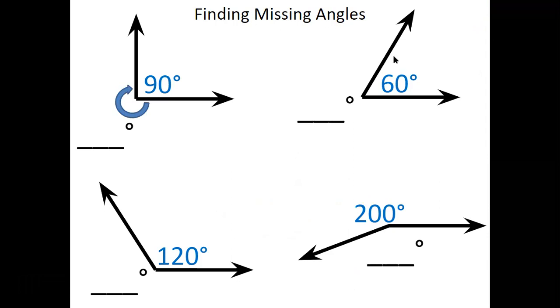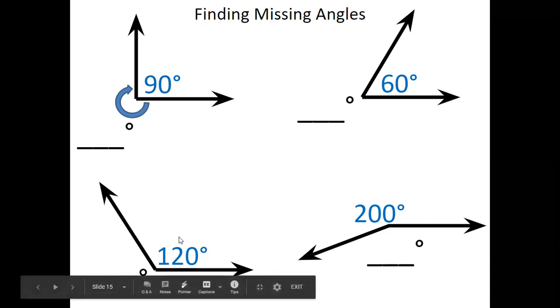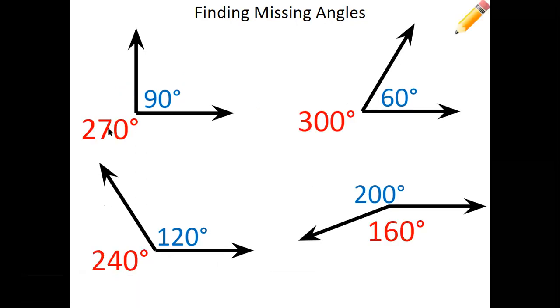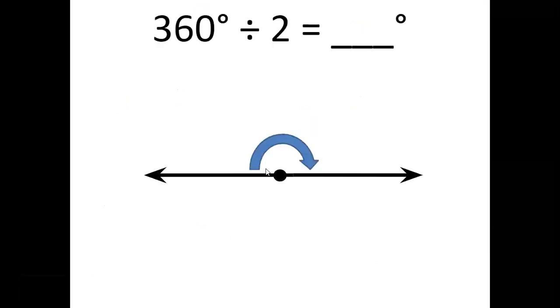The same thing applies for this next one. 360 minus 60, you get your number. 360 minus 120, and 360 minus 200. And these are just the answers, right? 360 minus 90 is 270. So to find the missing angle, we just subtract it from 360, okay?